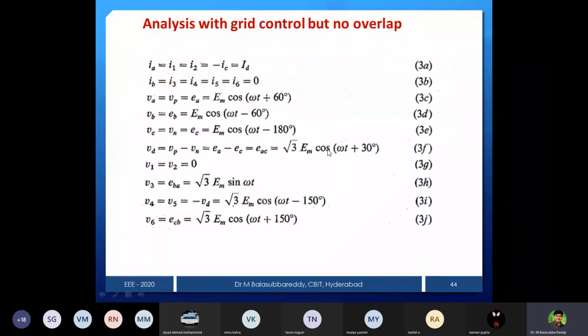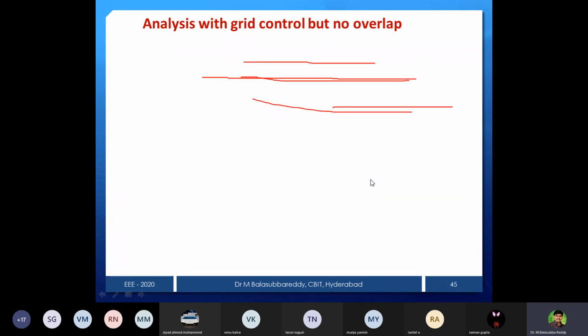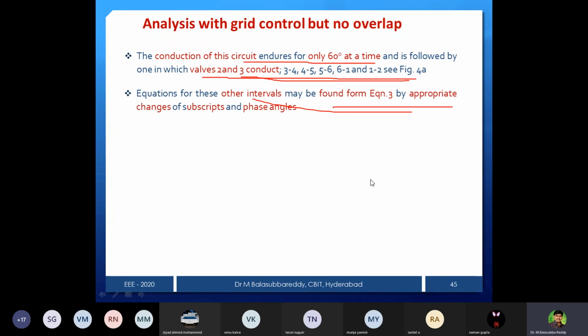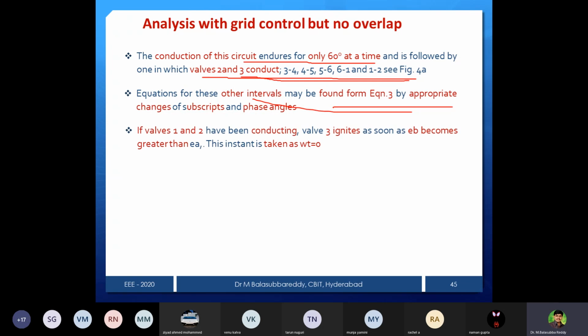This is your equation 3. In this equation 3, whether 1, 2 is replaced by 2, 3 conducting, VA, VB, V1, V2, V3, all these things will slightly modify according to your previous third equation only. Just notice which device is conducting, where it is connected, that is your output voltage.